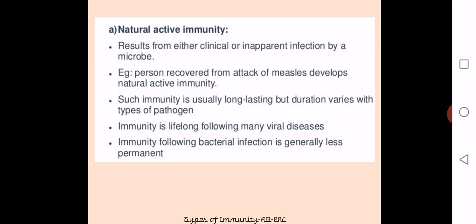That means it results from either a clinical or inapparent infection by a microbe, right? There is an external agent coming into the body, and as a result the body develops a resistance. This is called natural active immunity. You can find a lot of examples, like a person recovered from an attack of measles virus. Usually this is developed as a result of an infection by the measles.